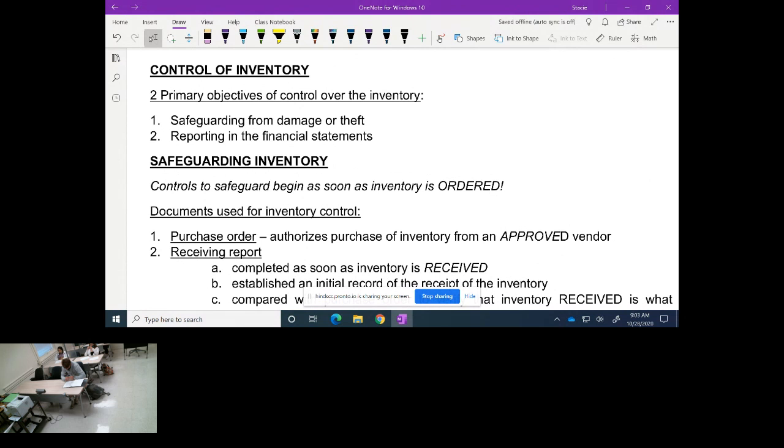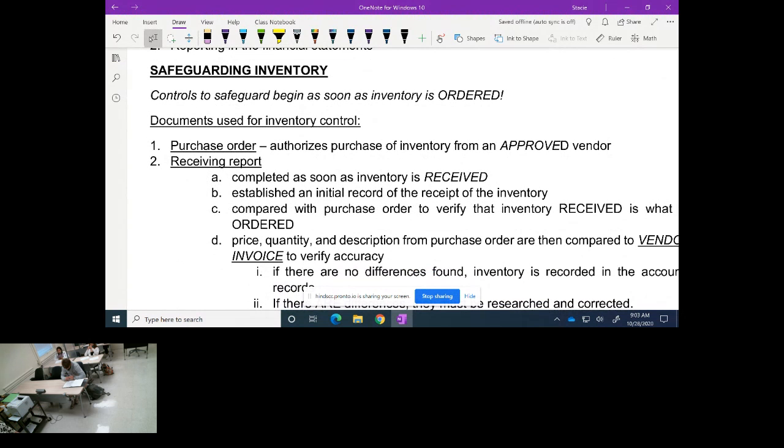Okay, so these controls start as soon as the inventory is ordered. Remember this, because you'll see it again. When it is ordered, that's when the control begins. So it starts with a purchase order, when the purchasing agent, who could be you if you have your own business, calls to order some inventory. You could be the purchasing agent.